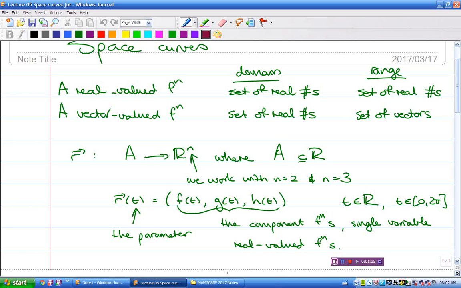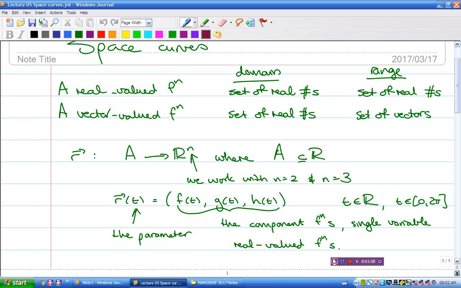So what you're putting in is the parameter, and what you're getting out, you can think of as a point in space. So that r of t you can think of as an arrow that changes its direction and changes its magnitude as t changes, and your curve itself is the path mapped out in space by the tip of that moving arrow. So that's your space curve.